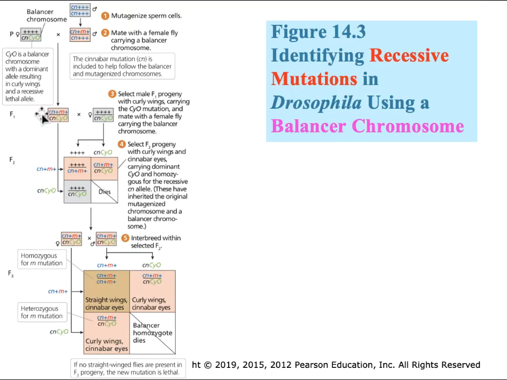Let's pick up the figure right here. These are the F1 males, and they're bred with females of the same type as their parents. And they then produce this genetic cross with the female gametes on top and the male gametes on the side. You will notice that this box is empty because these females that have 2 copies of the balancer chromosome don't survive. The F2 males and females are interbred to produce the F3 generation.